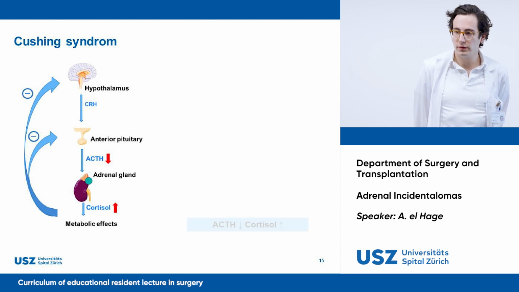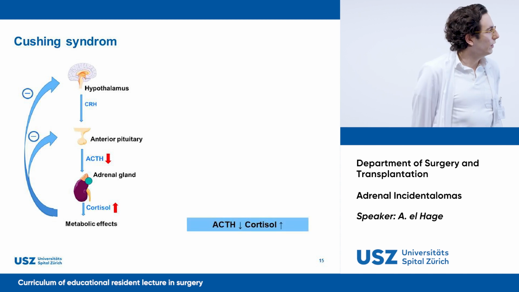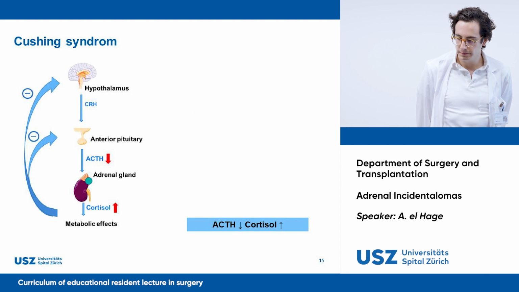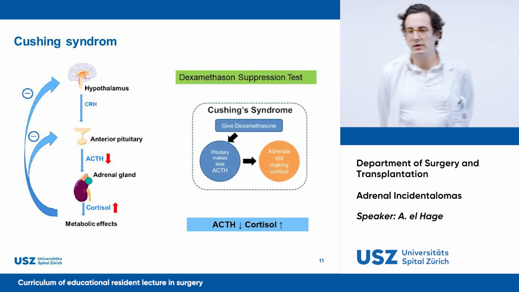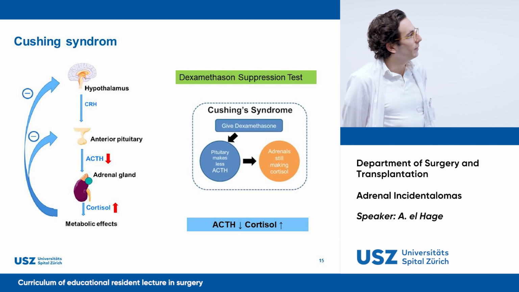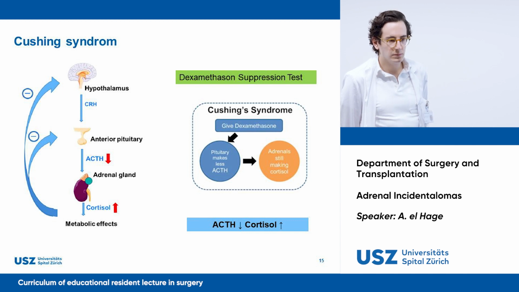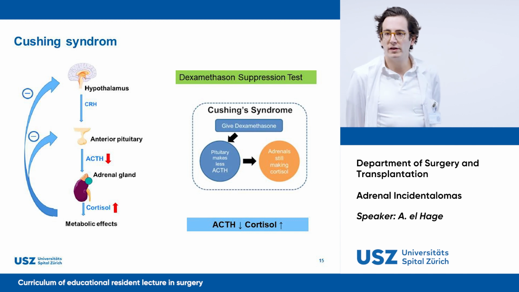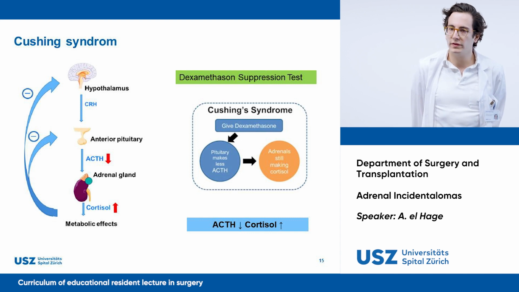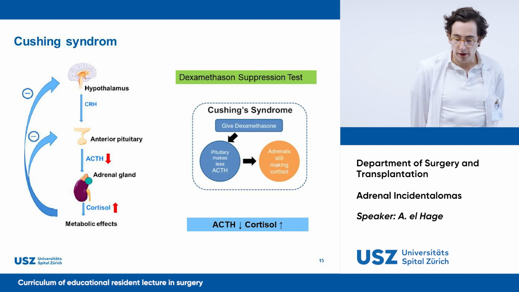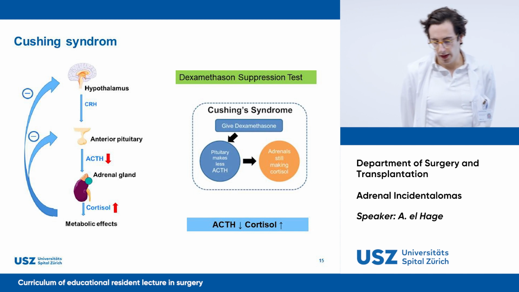So in your lab works, you'll have low ACTH, high cortisol, and the diagnostics can be done with a dexamethasone suppression test. You give dexamethasone, next morning you take blood, and what you will see is that ACTH levels are going to be very low, but the cortisol production is still going to be there. So low ACTH and high cortisol.